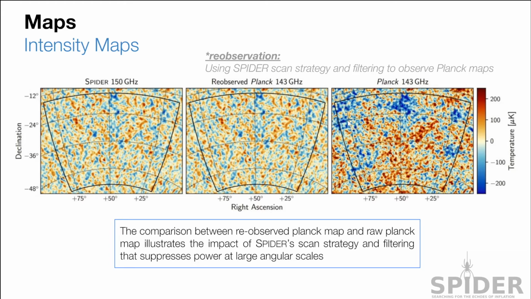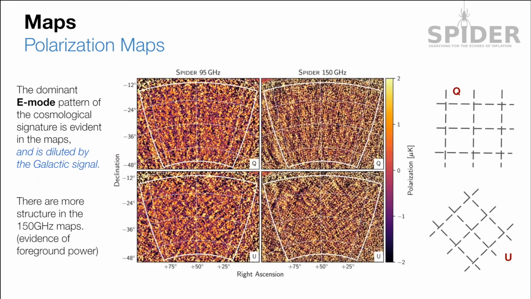I will also put up our polarization maps here from the first flight. These are our Q and U maps for 95 and 150 respectively. The E-mode pattern, so the Q and U directions, are visible in these maps if you look closely, and is somewhat diluted by the galactic signal. Also, you can see that there is more structure in the 150 gigahertz maps, simply showing that we have more foreground power there.